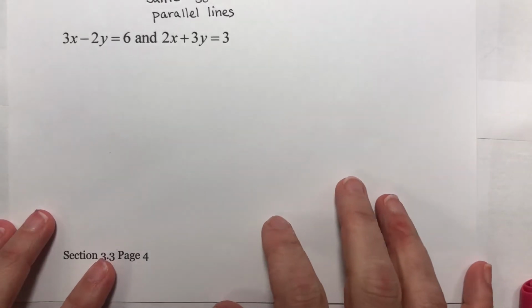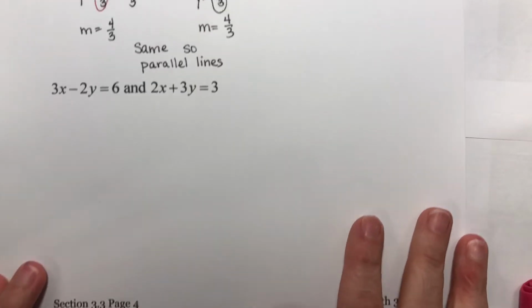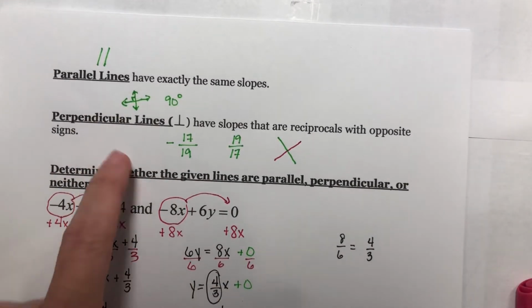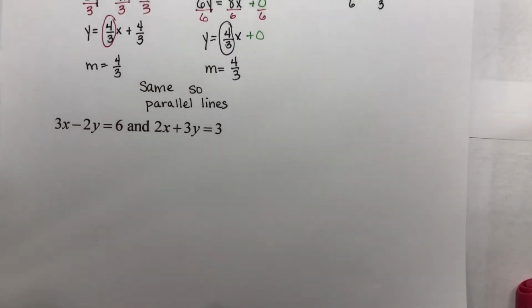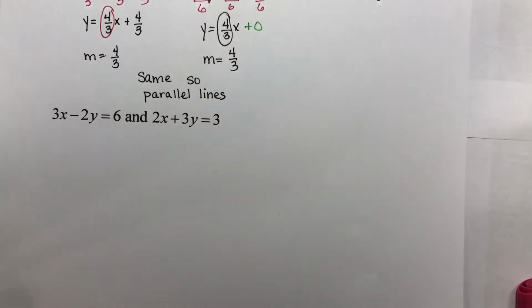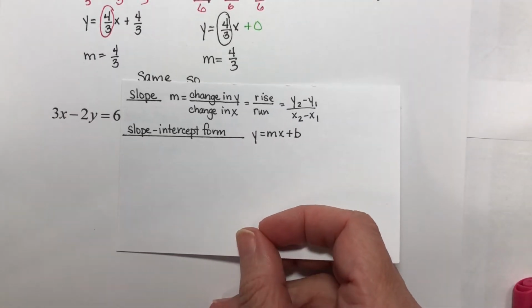This is section 3.3. This is part 5. We are continuing to find the slopes of these two lines that we're given and to decide whether they are parallel, perpendicular, or neither. So, same as the problem above, we're going to rearrange these things so that they fit this pattern and we will be able to read off their slopes.